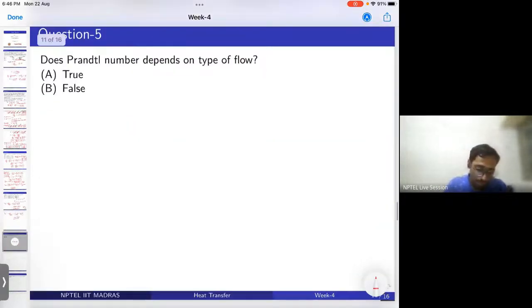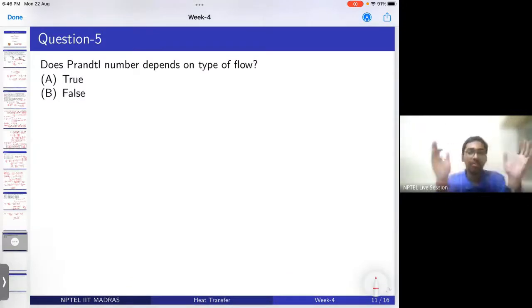So next, we will have a small discussion on some general concepts. Does the Prandtl number depend on the type of flow? Can you answer? Just true or false, that's enough.